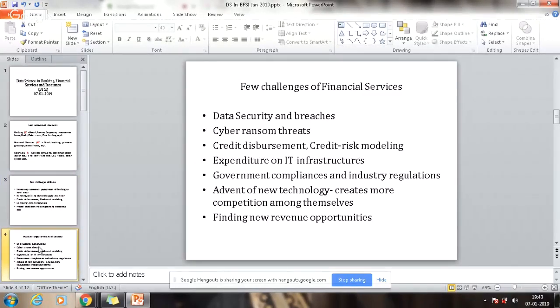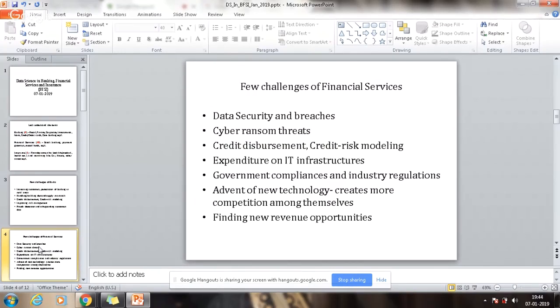Same thing, if we take a few challenges in financial services, many of the challenges that you see are very common when we look at them from a technology lens, right? Banking, financial services, and insurance all face the same issue, that is data security and breaches. If I have to provide services under financial services, we have to make sure the data is secured and breaches are at a minimum or don't happen at all. That is the ultimate objective.